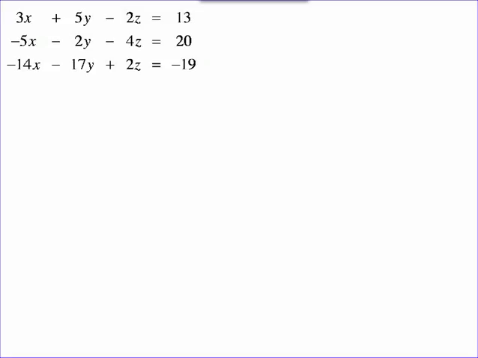3x plus 5y minus 2z equals 13. Negative 5x minus 2y minus 4z equals 20. And negative 14x minus 17y plus 2z equals negative 19. Go ahead and write that down.